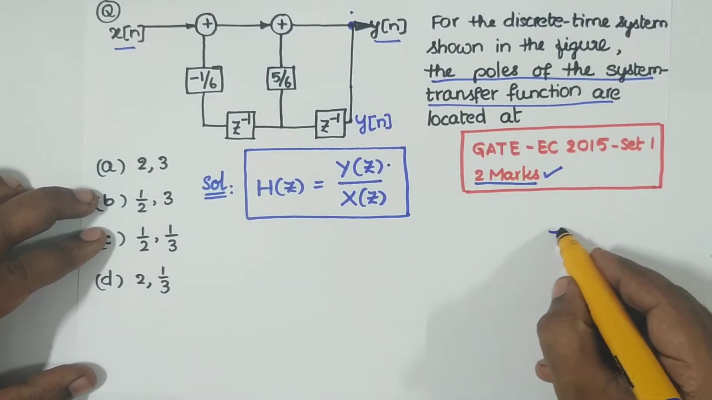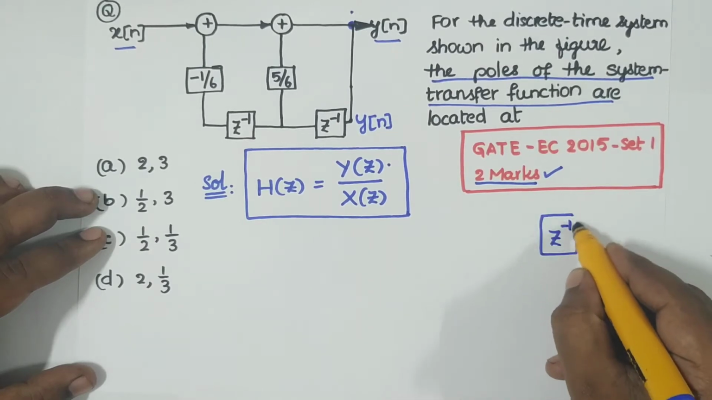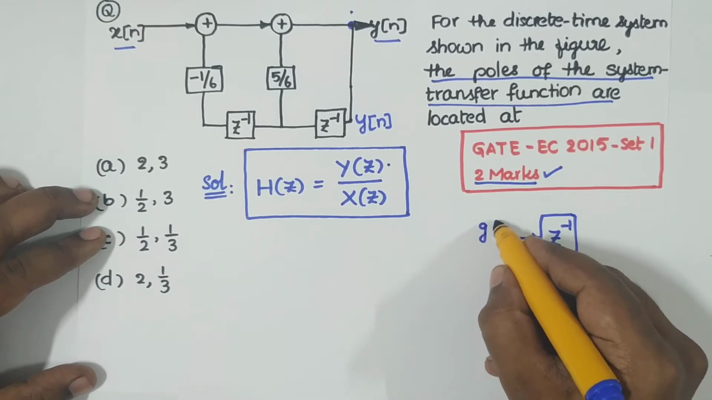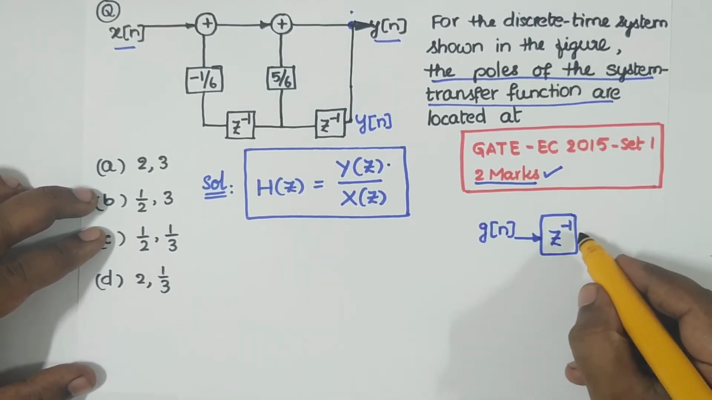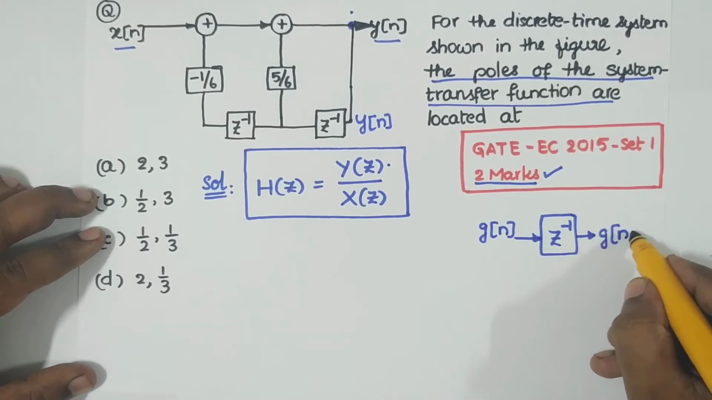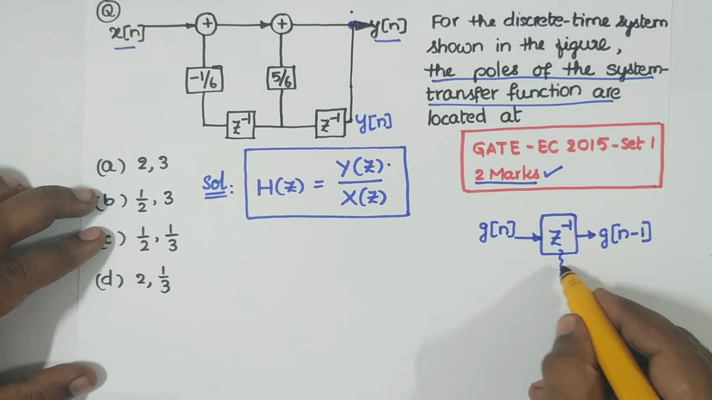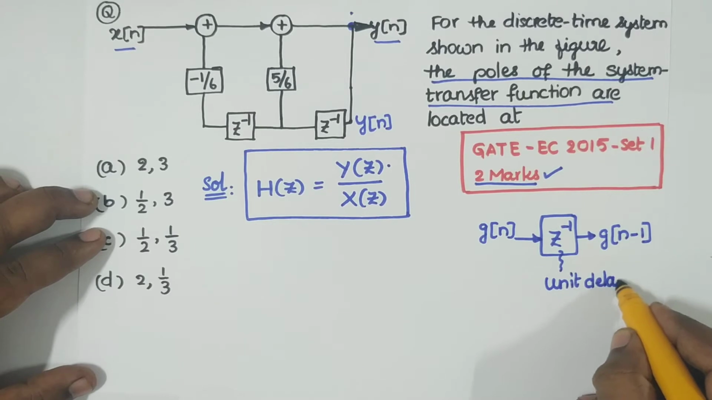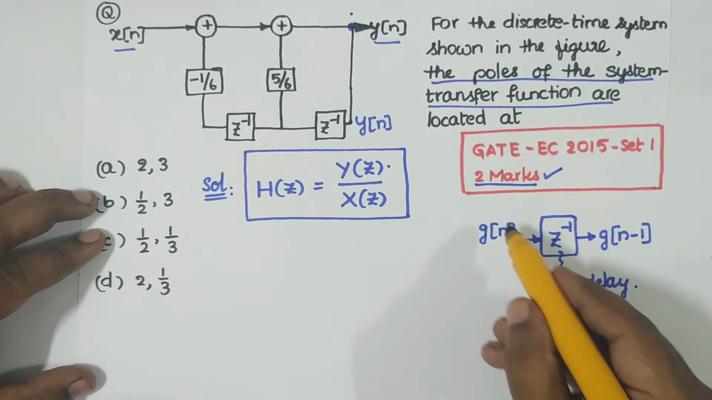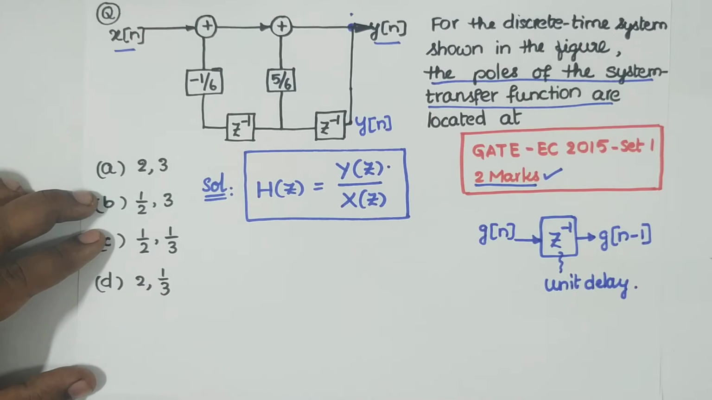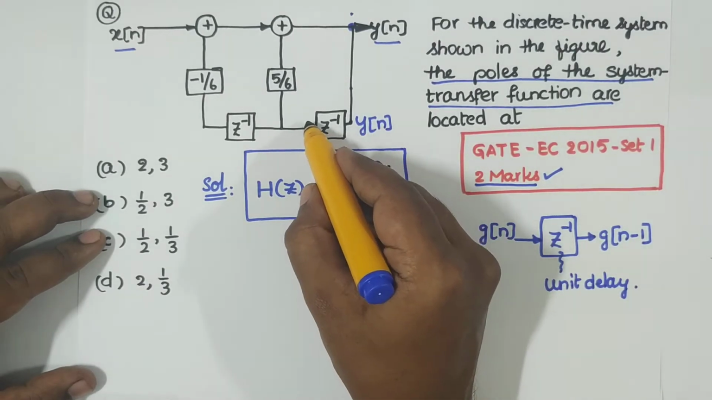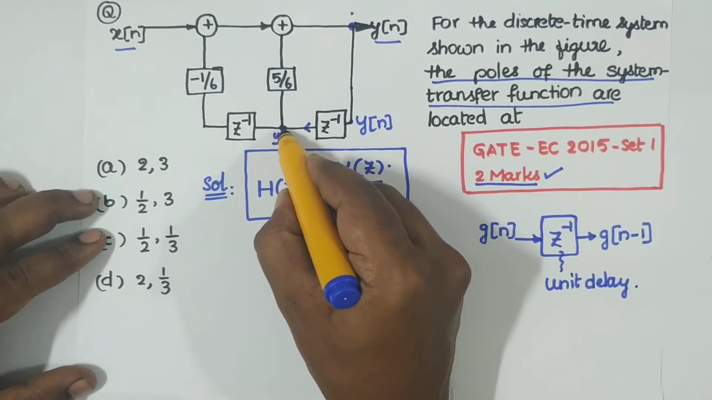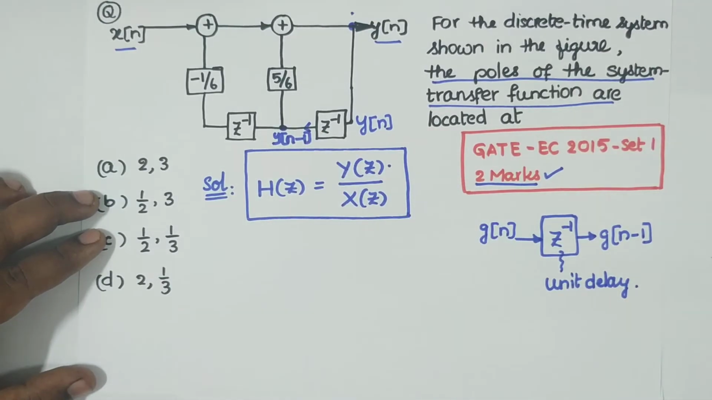Now, what is this z power minus 1? For example, you have some quantity, say some g of n. I'm taking g of n as input. Now the output is simply g of n minus 1. Therefore this is my memory block, or simply we could say this will introduce a unit delay in the output. So input is g of n and output we have g of n minus 1. Therefore we have y of n here, so what we get now is y of n minus 1. At this node you have y of n minus 1.